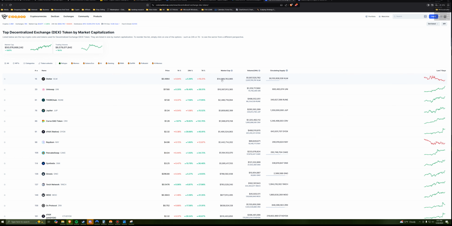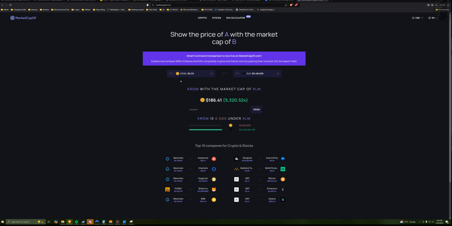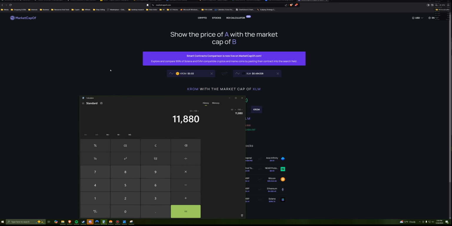I mean, a market cap of pretty much $15 billion, and look at the circulating supply, 30 billion. That's ridiculous. So it's just comparing: if Chromatica was to have all that money, if everyone left XLM and went over to Chromatica, it would be a 9,300x, and the token price would be $186 per token. Okay, it's 2 cents per token right now. I'll pull up the calculator for a moment.